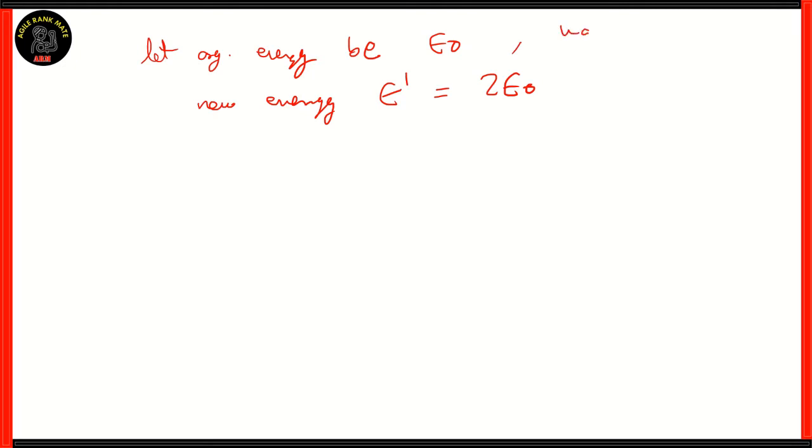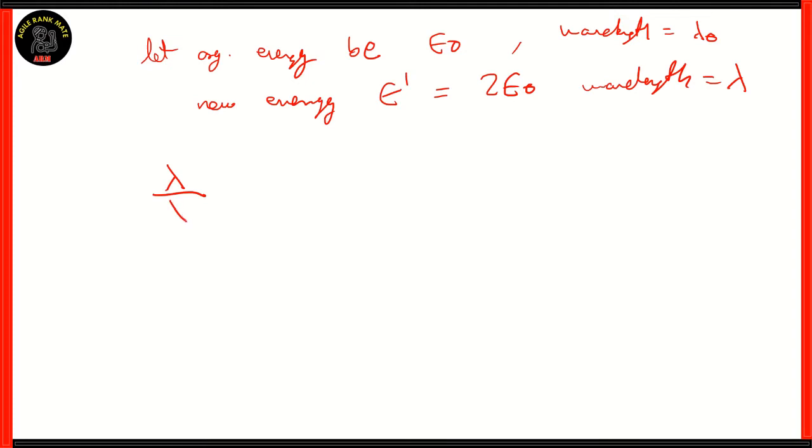So let the original energy be E0 and the new energy be E dash, which is equal to 2 times E0. Now the original wavelength will be lambda naught and the new wavelength is lambda. Now, how do we relate lambda and lambda naught?